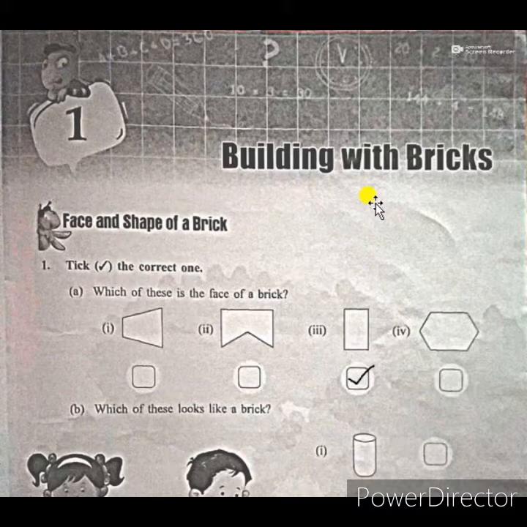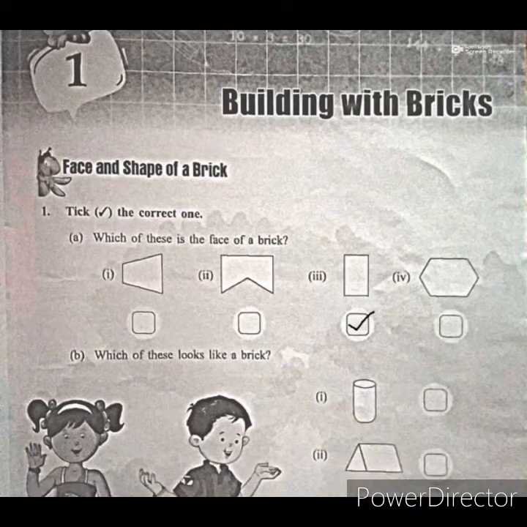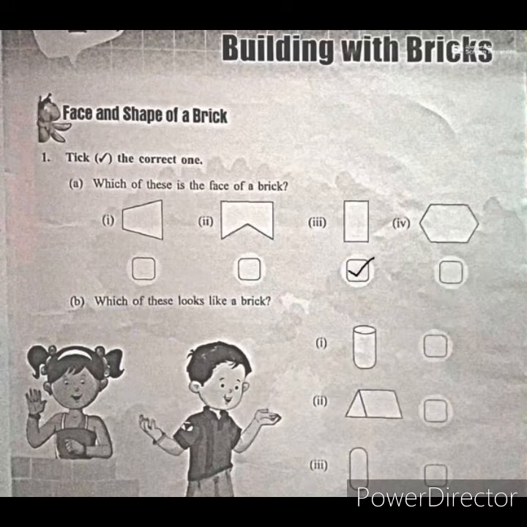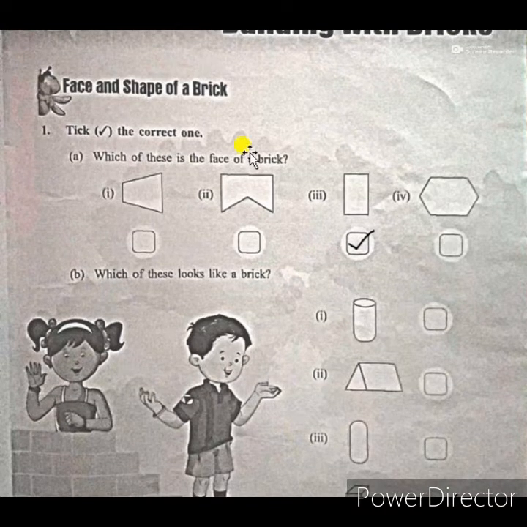Our first lesson is Building with Bricks. So students, open your workbook and try to complete this page. Page number 5 onwards. I will read the question first and I will give the answer also. You have to complete this page. The first question is: tick the correct one.